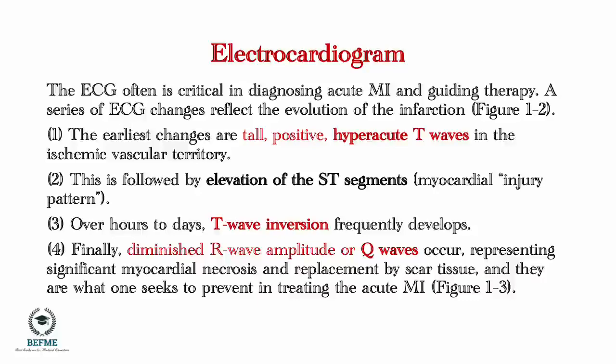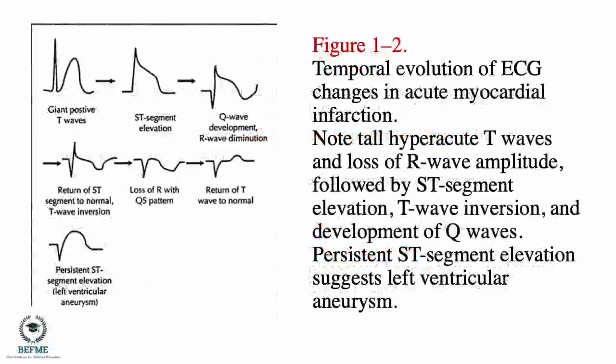Figure 1.3. Figure 1.2. Temporal evolution of ECG changes in acute myocardial infarction. Note tall hyperacute T waves and loss of R wave amplitude, followed by ST segment elevation, T wave inversion, and development of Q waves. Persistent ST segment elevation suggests left ventricular aneurysm.